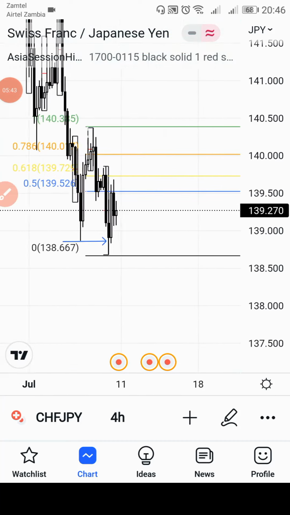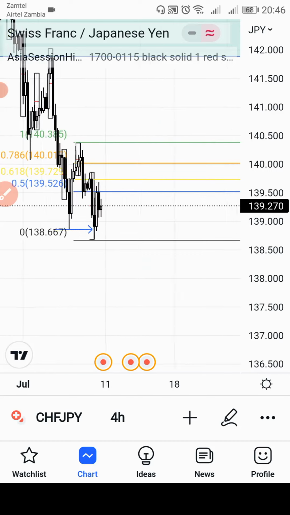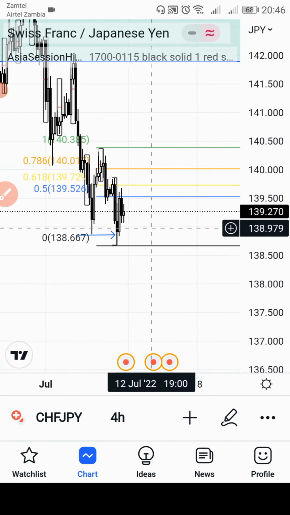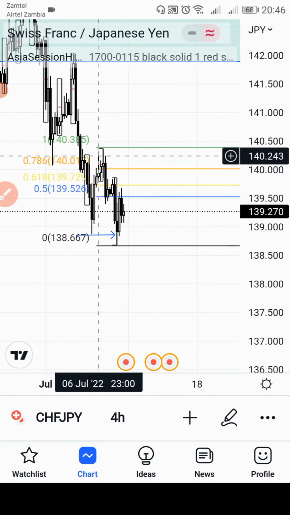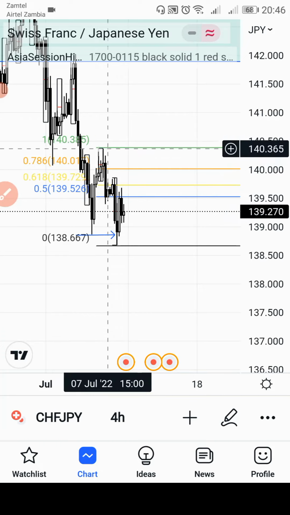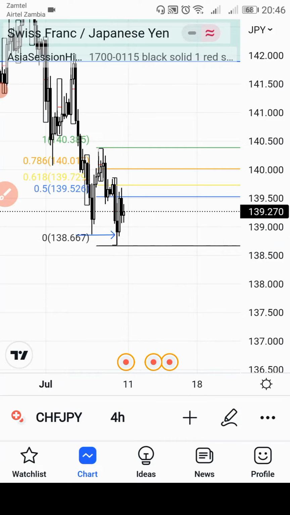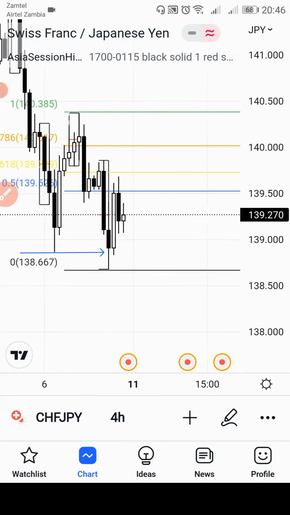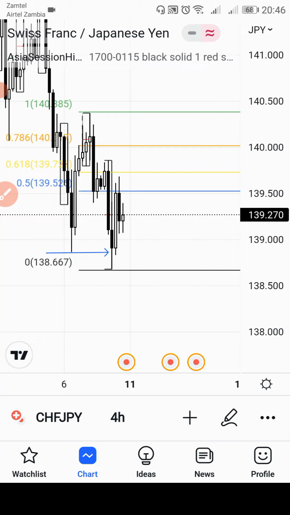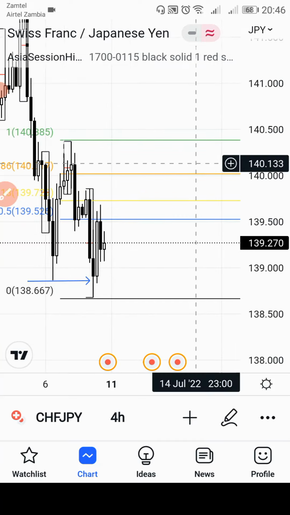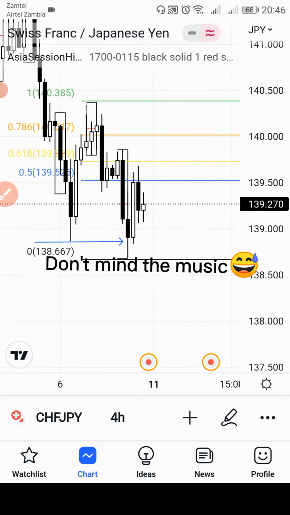Yes, we can see our recent H4 swing leg is this one right here. That's why I've put the Fibonacci from this high to this low. We can see price is retracing to our premium levels. Since we're selling, we only want to sell in premium levels.